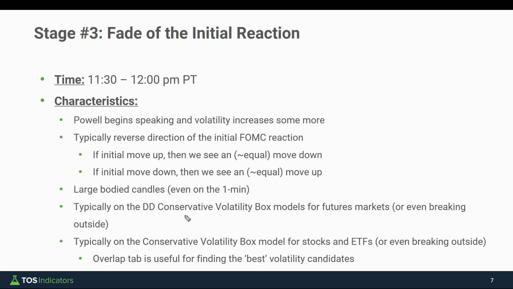And for the markets that are respecting the doomsday conservative models, that's our clue that, hey, these are the markets to focus in on and look for the fade in the opposite direction. Now for stocks and ETFs, same idea, conservative volatility box, sometimes even breaking outside. And here the overlap tab is quite useful in terms of finding the very best volatility candidates.